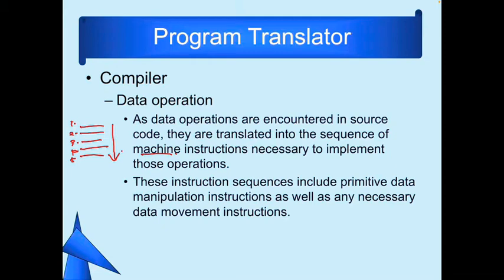So we have data instructions, manipulation instructions, and so on. Data movement means, if you are using go to, they move our data.